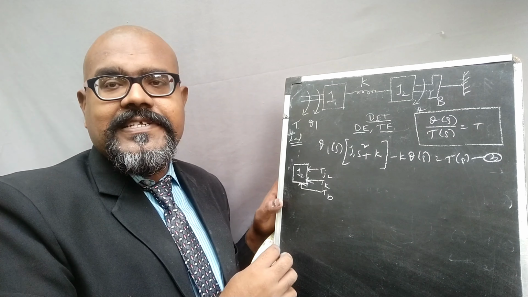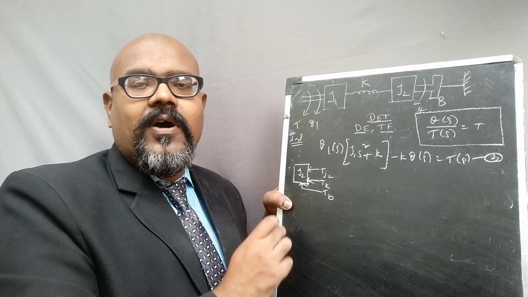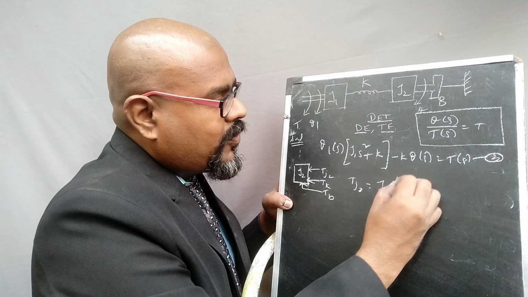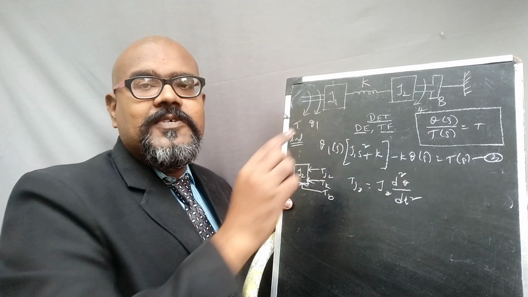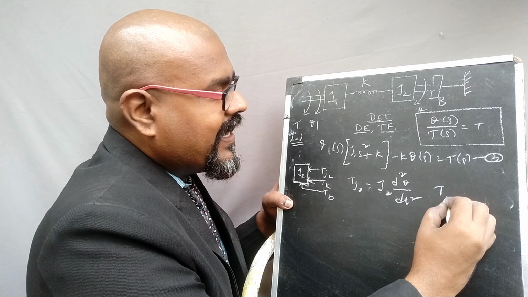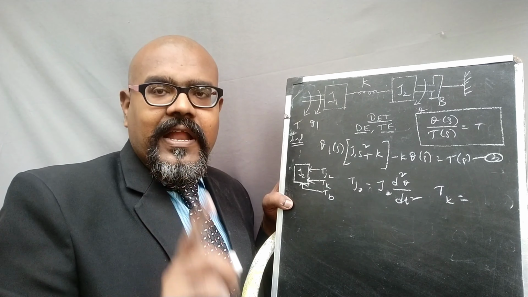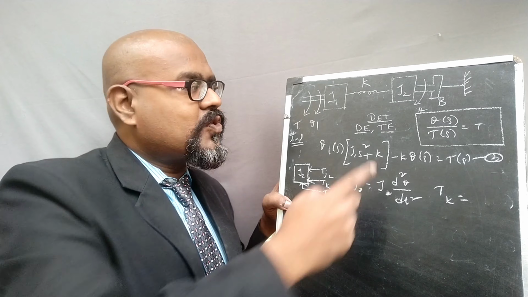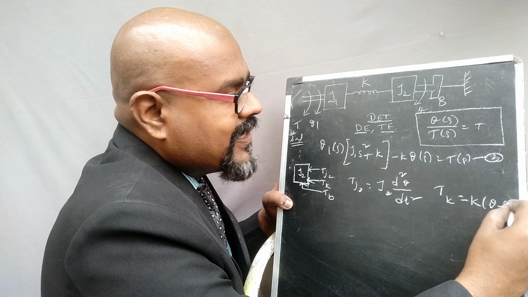Then the next step is the force balance equation. We have a separate formula for each parameter. So TJ2 is equal to J2 d²θ/dt². Why am I putting θ? Here the displacement is θ, not θ1. Then what is the formula for TK? K has the displacement θ1 and θ, but now we are solving J2, so we should have only θ displacement. So subtract θ1 from θ: K(θ − θ1).